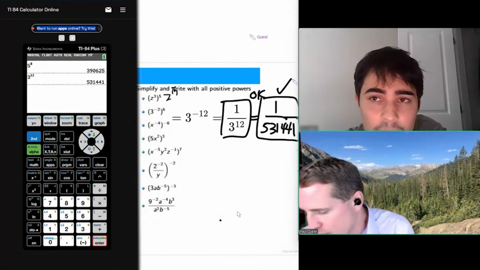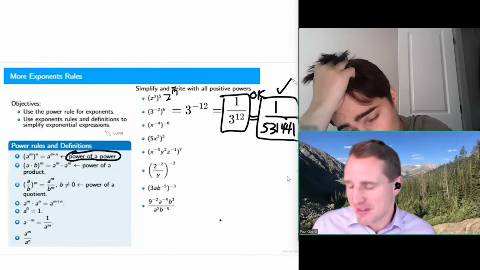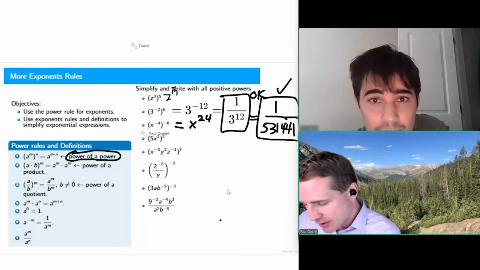Let's go for the next one, the one with x. Yeah, just x to the 24th. That's actually pretty easy. x to the 24th. Now let's go for the next problem.